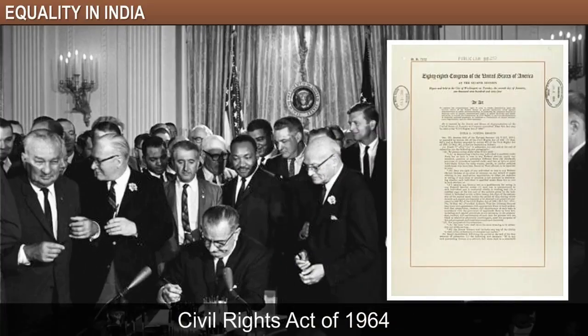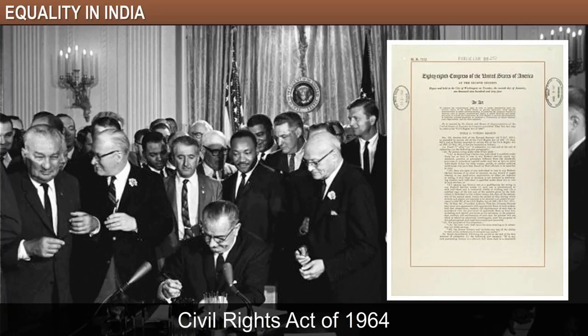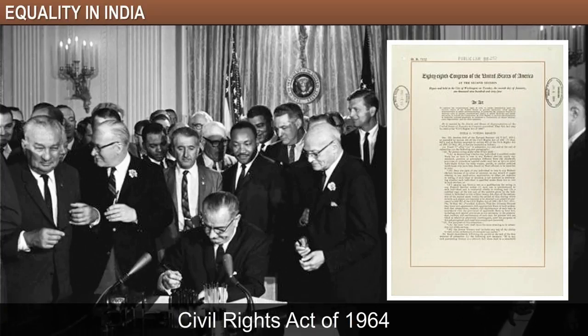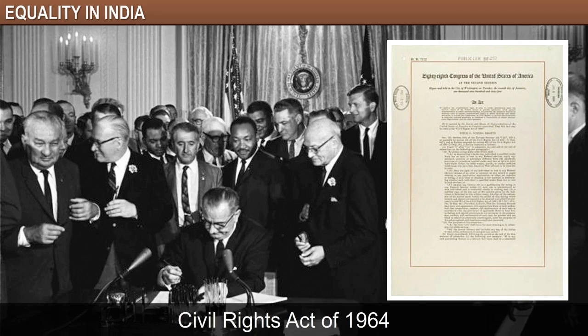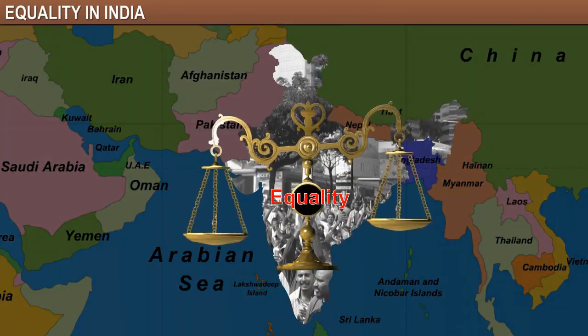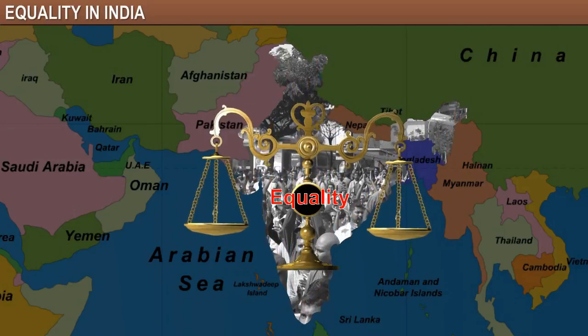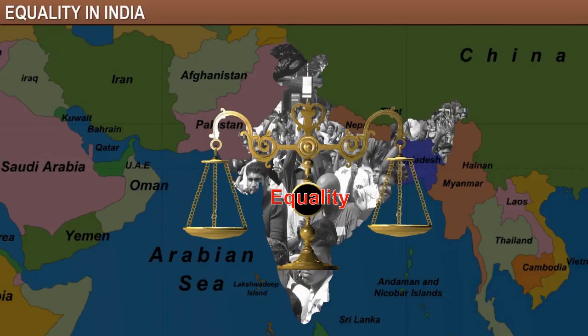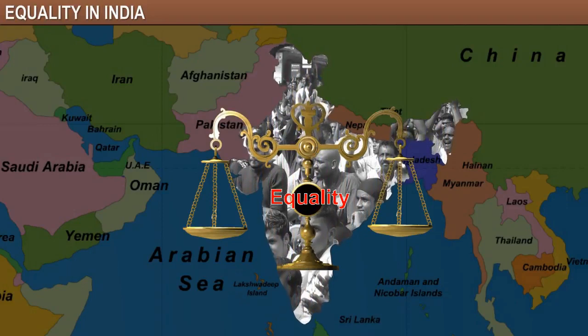Later, the Civil Rights Act of 1964 was implemented, which prohibited discrimination on the basis of religion, race, or national origin. Although our government is trying to bring in equality amongst people, there are still several communities that are struggling to maintain their dignity and equality in society.